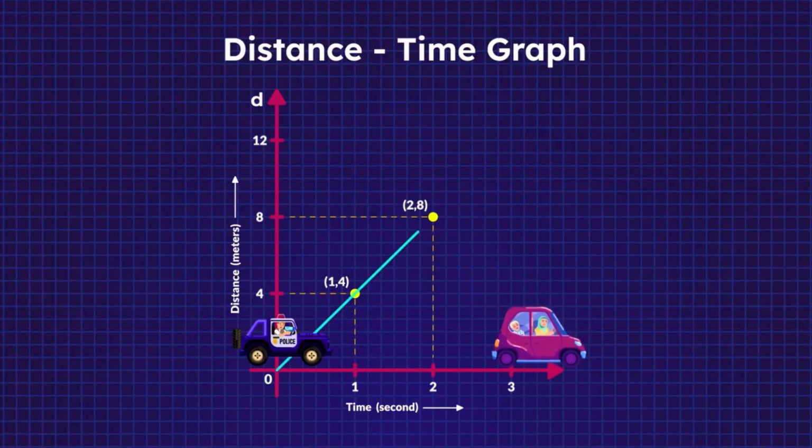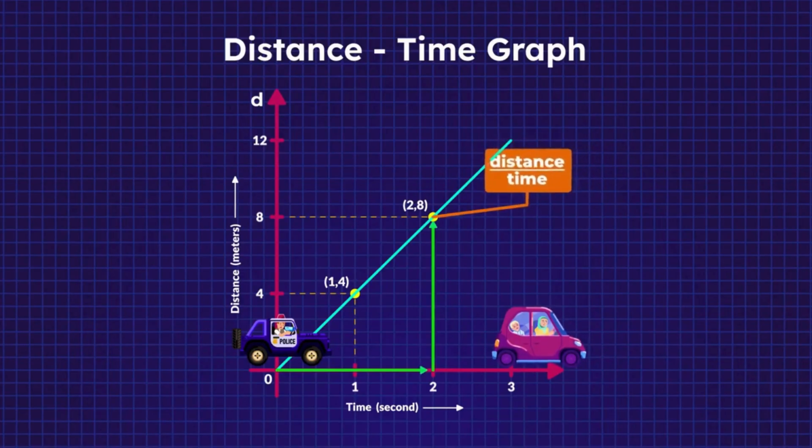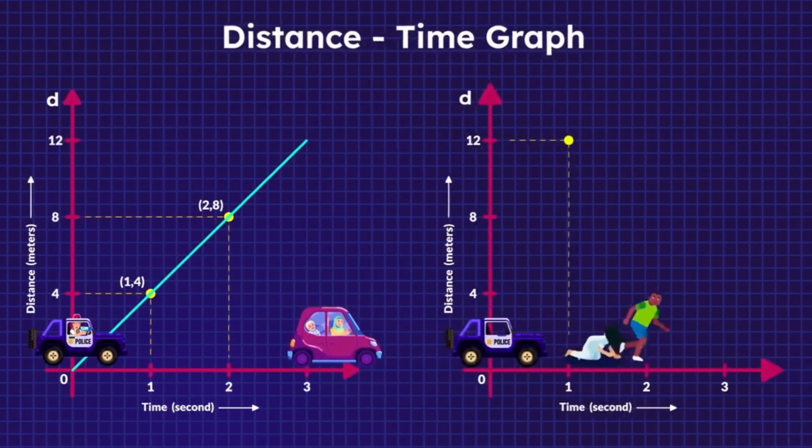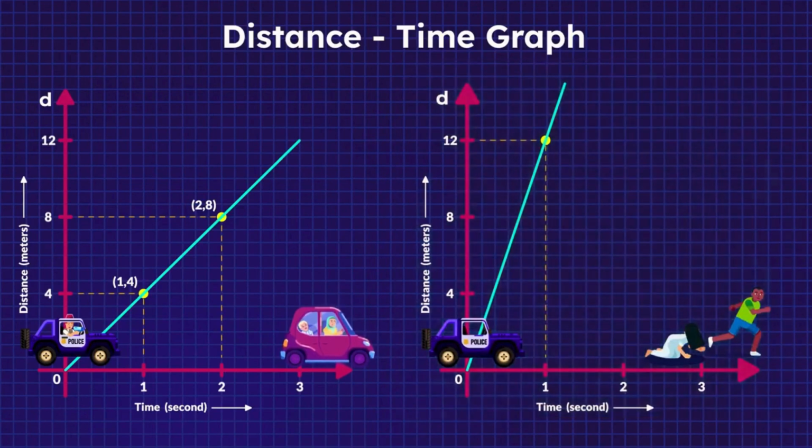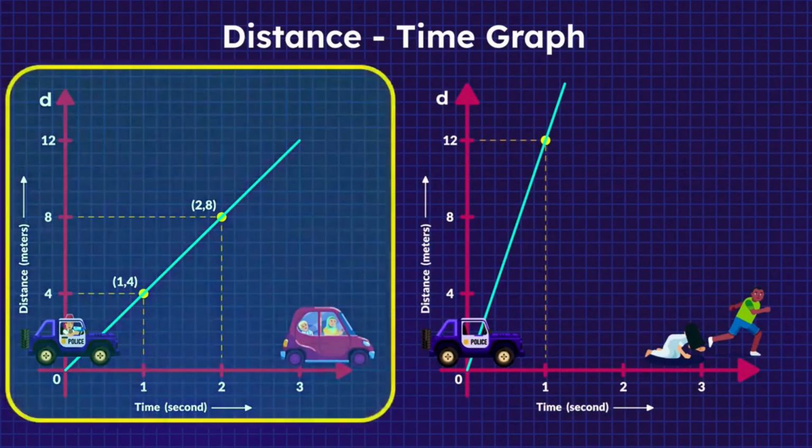The slope or gradient of the graph implies the value of speed. Why? It's because the rise over the run of the slope represents distance over time, which is equal to the speed formula. A steeper slope indicates a higher speed because more distance is covered per unit time. Conversely, a shallow gradient indicates a slower speed.